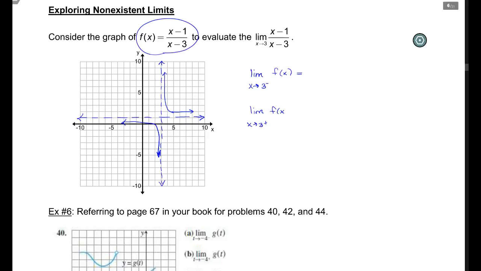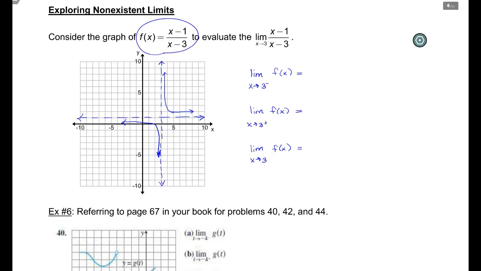So what is the limit from the left of f of x? And what is the limit from the right of f of x? And then what is just the limit without the left or the right hand? Okay, so from the right, again, my limits are my y values. So this is increasing without bound. So we can write positive infinity for this one.